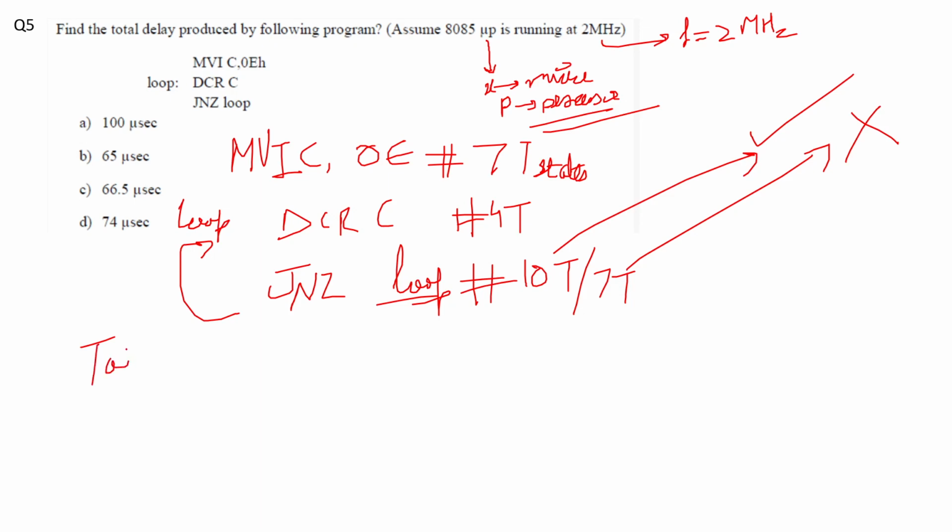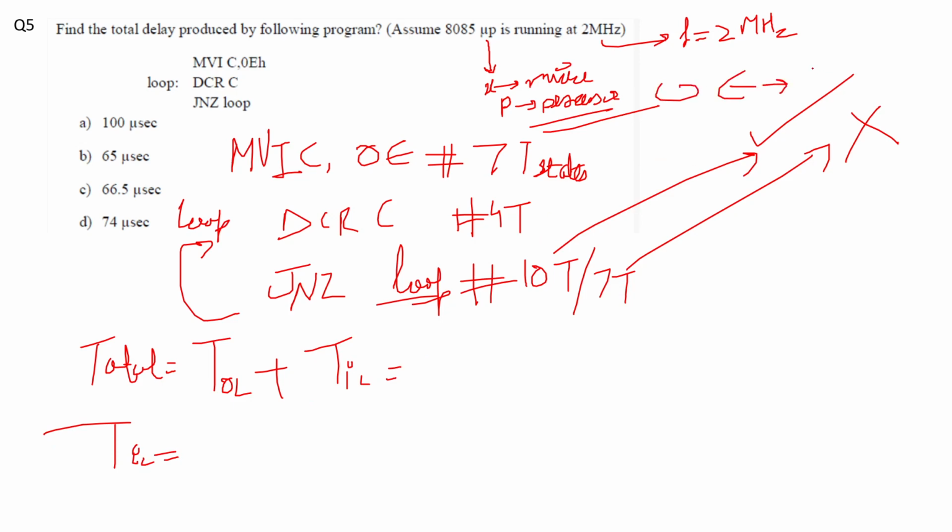So total T states is the time outside the loop, which we'll call TOL, plus the time inside the loop, which we call TIL. We'll find TIL first. It depends on 0E, which, if you convert it into decimal, is 14. So the loop will be executed 14 times, 14 multiplied by the number of states inside the loop. That is 10 plus 4.